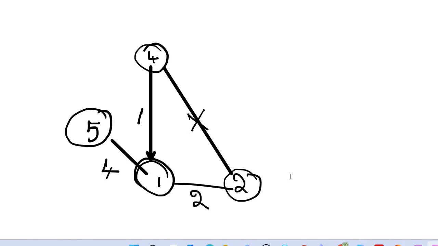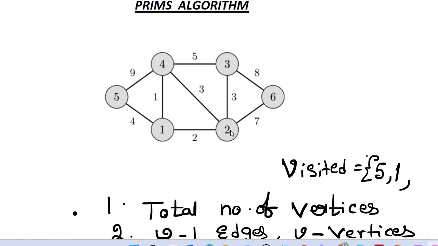Now, what are the remaining options I have here? 2 is connected to 3, 2 is connected to 6. What is the cost associated with 2 to 3? It is 3. 2 to 6, 7. 3 is less compared to 7. So now we have to include 2 to 3.